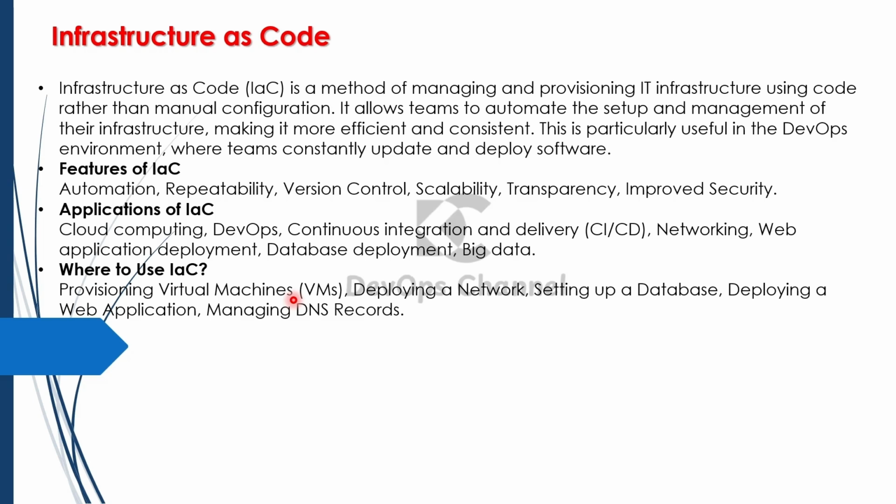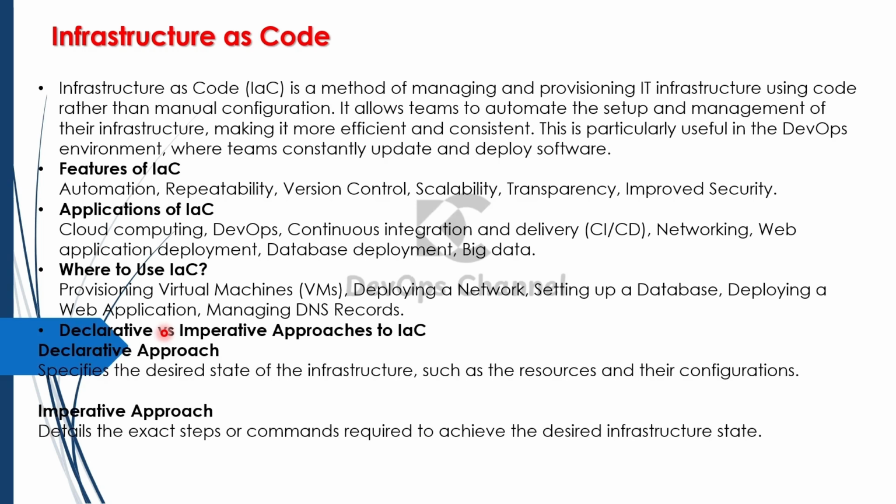The common ones are provisioning virtual machines. So if you want to provision lots of virtual machines, you can do that by writing code. Deploying a network, you can also do that by infrastructure as code. Setting up a database, deploying a web application, and managing DNS records. Okay, so you can do all of that via infrastructure as code, right?